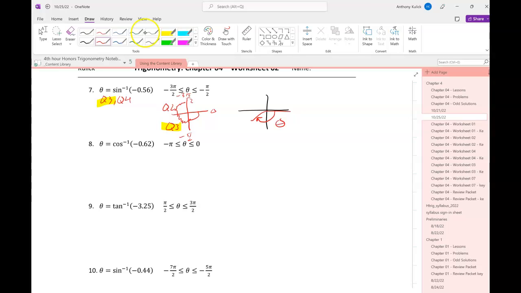So there's my theta. This is negative pi. And that's my phi. Now I have to be careful. Is theta bigger or smaller than negative pi? No, it is bigger because we're dealing with negatives, right? Like negative 0.5 is bigger than negative 0.6. Right? So that's the only hang up.